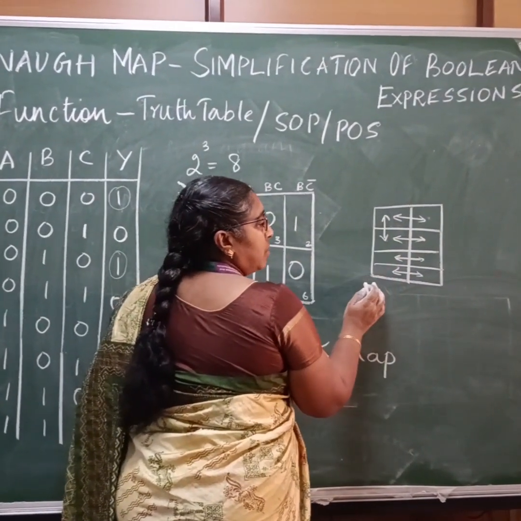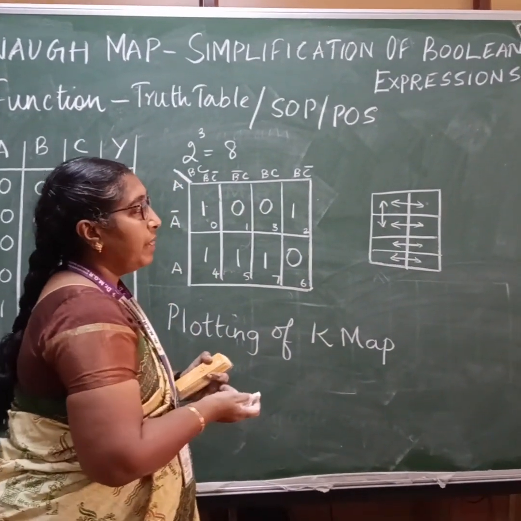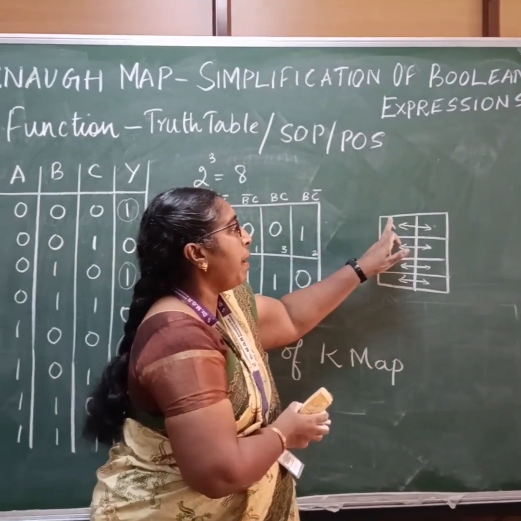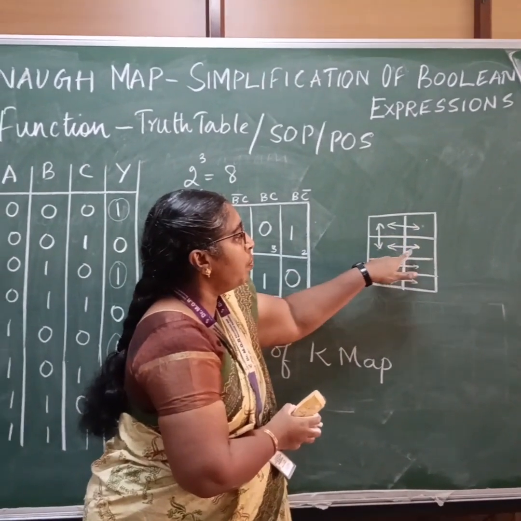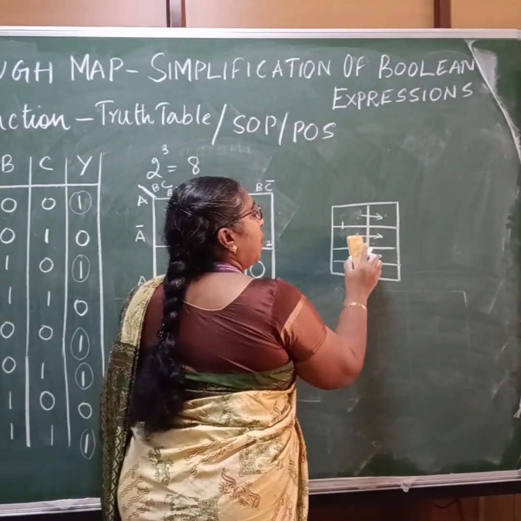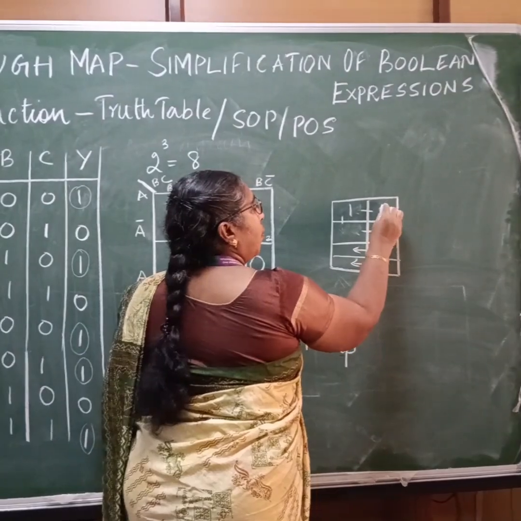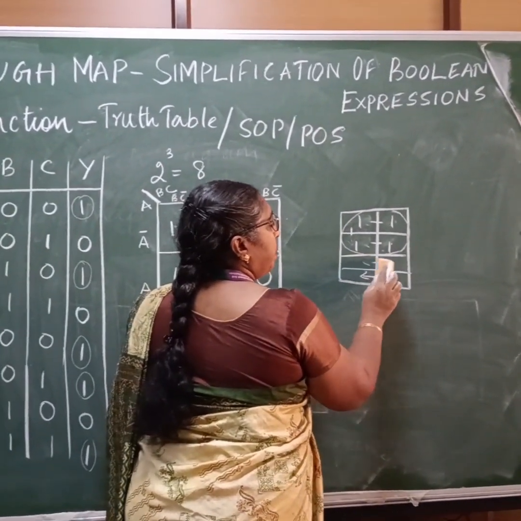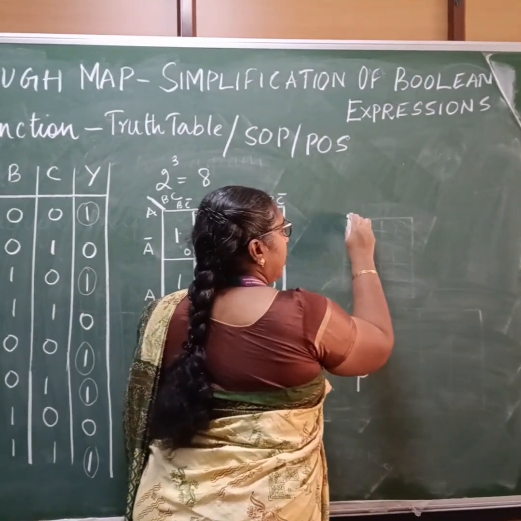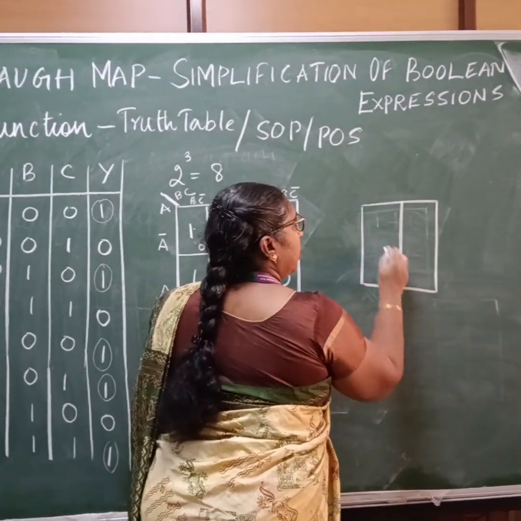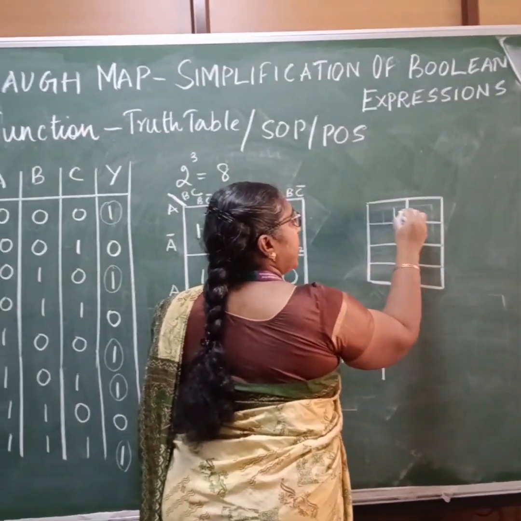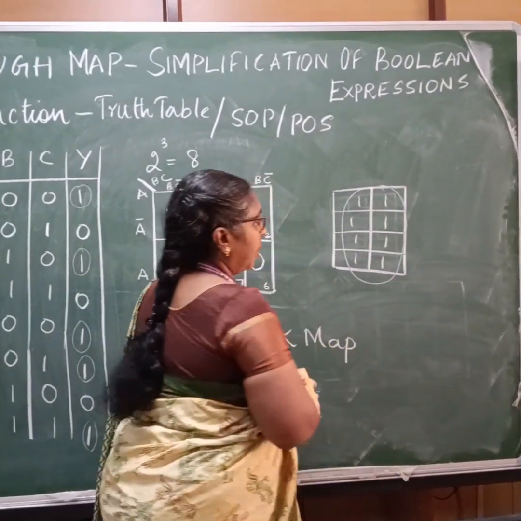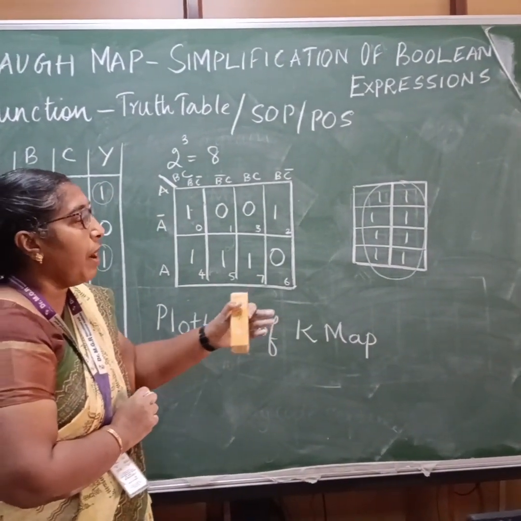Okay, so in this case, we can either pair them. For example, if we have a 1 here and a 1 here, you can pair them. If you have 1 here, 1 here, say for example you have a 1 here, you can make it as a quad. For example, if you have 1 here, you can make it as an octet. So that is how you can group it and find the expression.